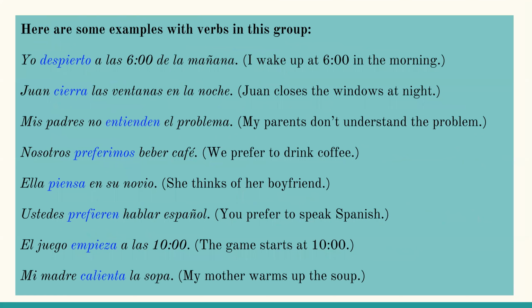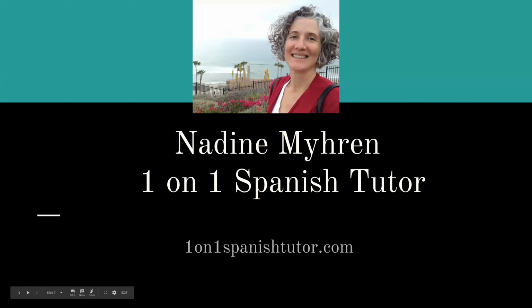Here are examples in complete sentences. Yo despierto a las 6 de la mañana. Juan cierra las ventanas en la noche. Mis padres no entienden el problema. Nosotros preferimos beber café. Ella piensa en su novio. Ustedes prefieren hablar español. El juego empieza a las 10. Mi madre calienta la sopa.